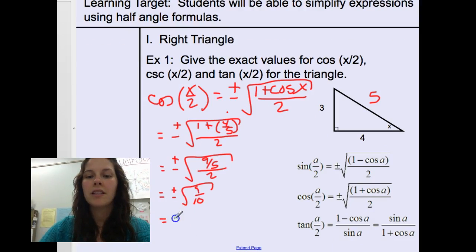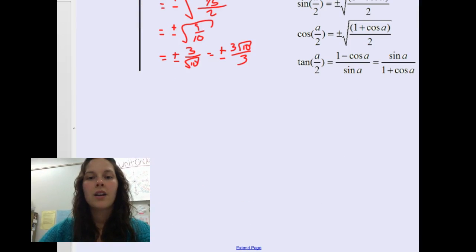Then I can split this up. The square root of 9 is 3. And rationalizing, we move that radical to the numerator and drop it in the denominator. Cosecant is the reciprocal of sine. So I'm going to find sine of x over 2 and then flip it to get our cosecant.